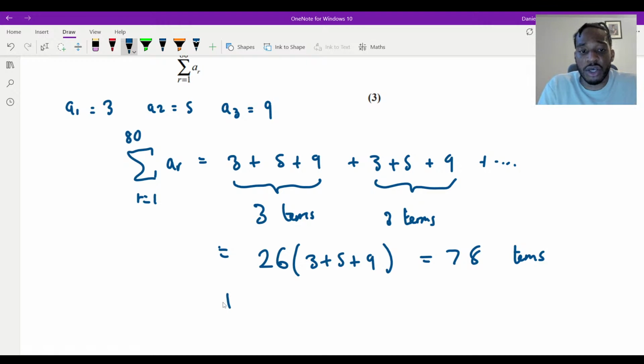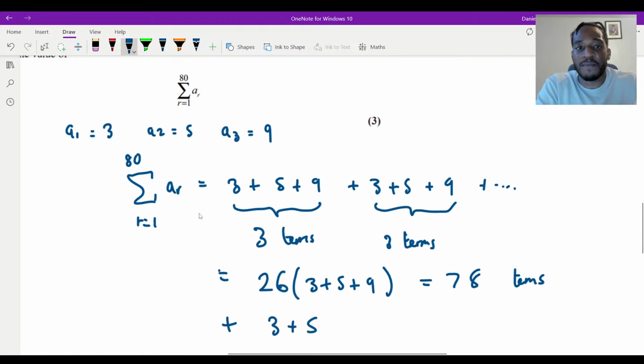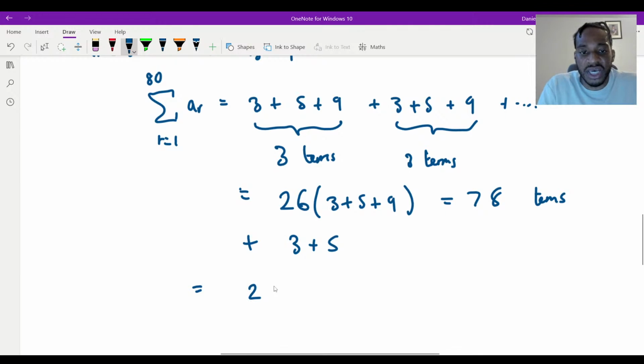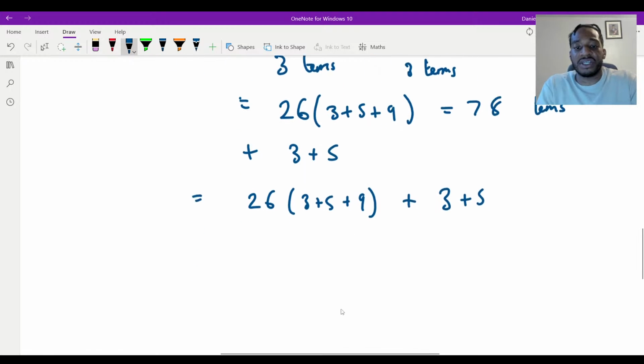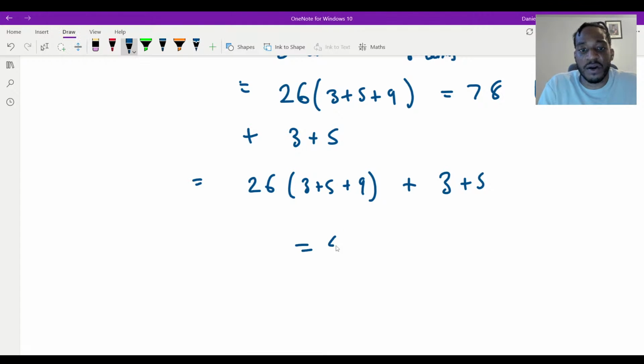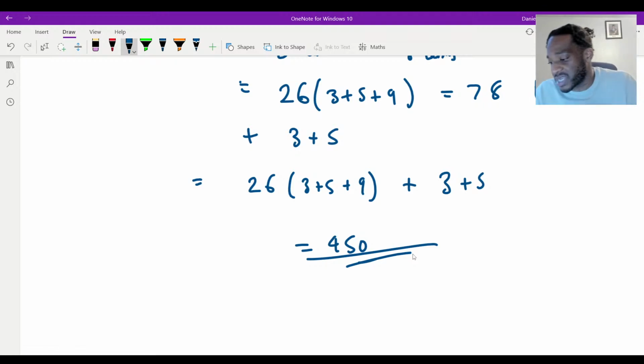So we're just going to do the next 2 terms of this sequence. We start again, so it's just the 3 plus the 5. By the way, this was just a random example; I made up these numbers, so this is not the actual answer to the question, but it's just to show you. It's going to be 26 lots of 3 plus 5 plus 9, because these are 78 terms, plus the next 2 terms of the sequence, because it repeats after the 9: 3 plus 5. I'll put this in my calculator: 26 lots of 3 plus 5 plus 9, plus 3 plus 5. That's going to be 450 for that one. This is a random example, but I hope that makes sense, because that could come up.